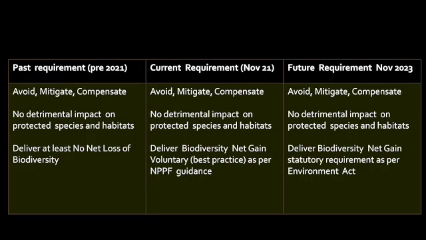And at the moment, there is the opportunity, because it's set out in the National Planning Policy Framework, and it is mentioned in the Environment Act, although it's not mandated yet, so it isn't compulsory, to deliver biodiversity net gain. This is voluntary, as best practice as per the National Planning Policy Framework guidance. However, come November this year, it'll still be the same: avoid, mitigate, compensate, no detrimental impact on protected species and habitats, but there must be delivery of biodiversity net gain. That'll be a statutory requirement. So developments that meet the requirement for having to do this must deliver net gain.